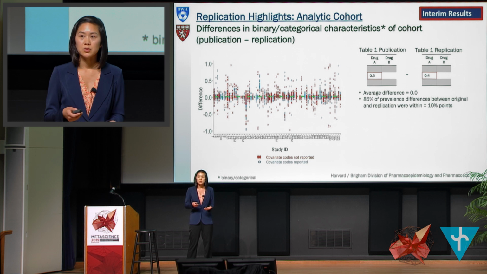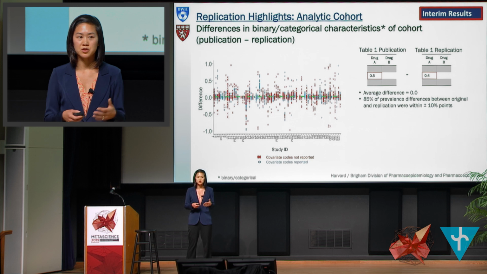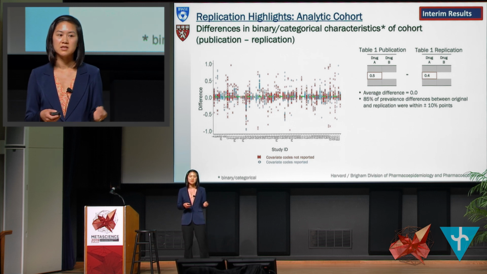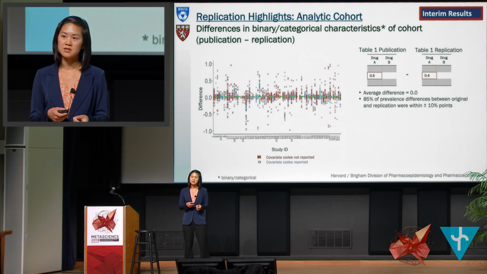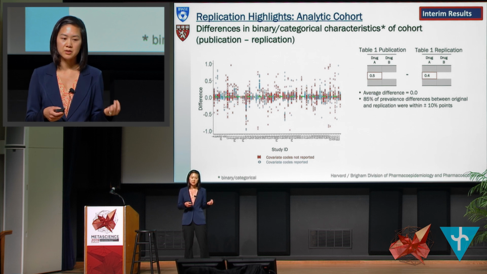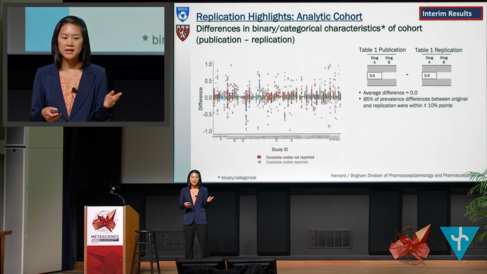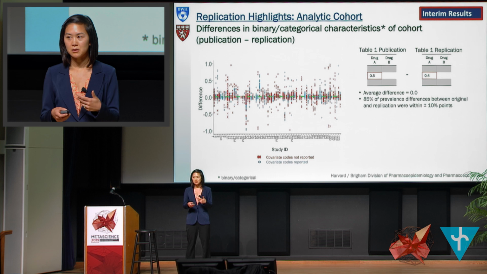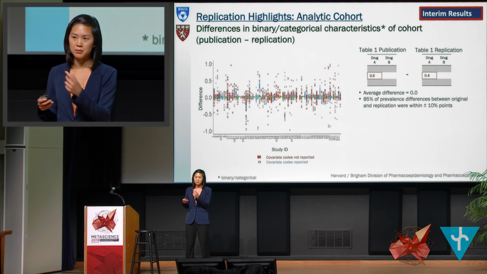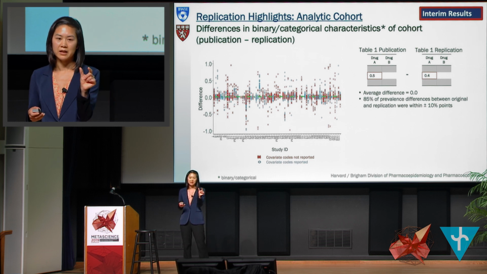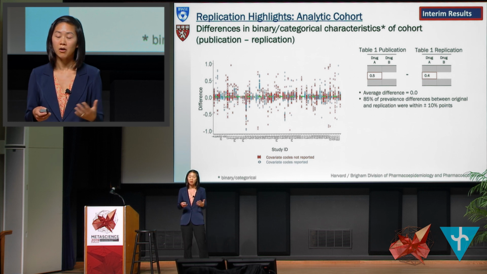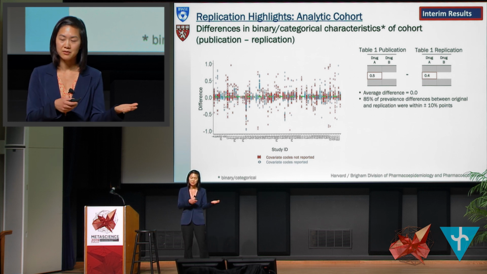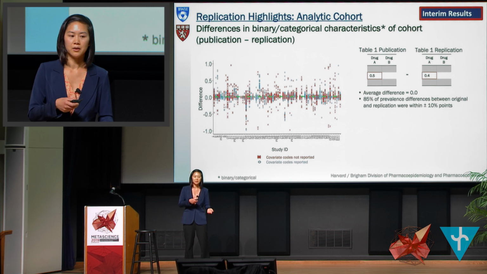So we're about 120 out of 150 studies completed right now. Here are some of our interim results. I'm showing you here in this figure differences in the binary and categorical characteristics of the cohorts in the publication compared to the replication. On the x-axis here, these are the different studies on the columns, and on the y-axis is the difference in prevalence of that baseline characteristic. Basically, we look at the table 1 for the publication and the table 1 for the replication and find the same value in each and take the difference. On average, the difference was 0, but as you can see from the figure, there's quite a bit of spread.